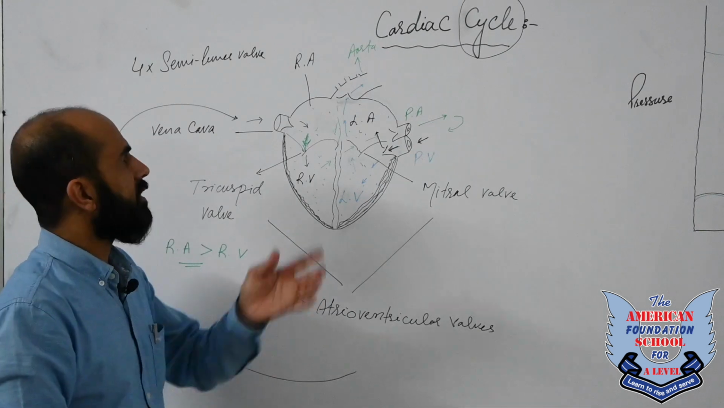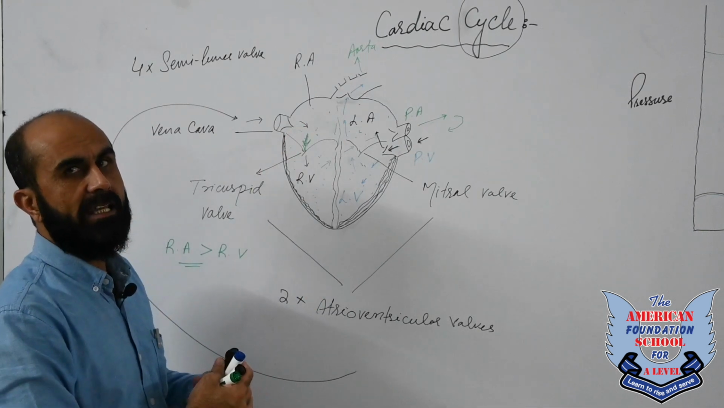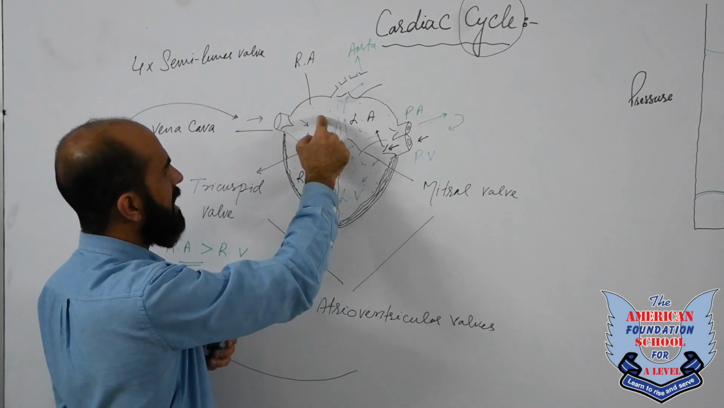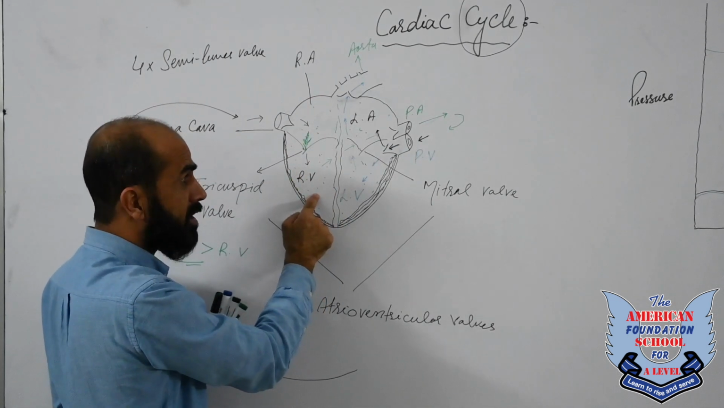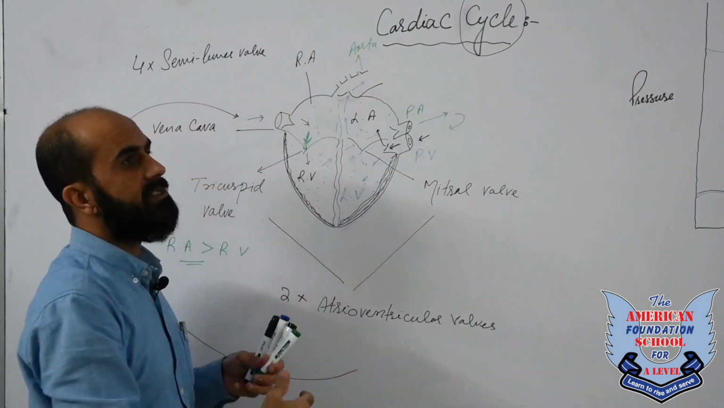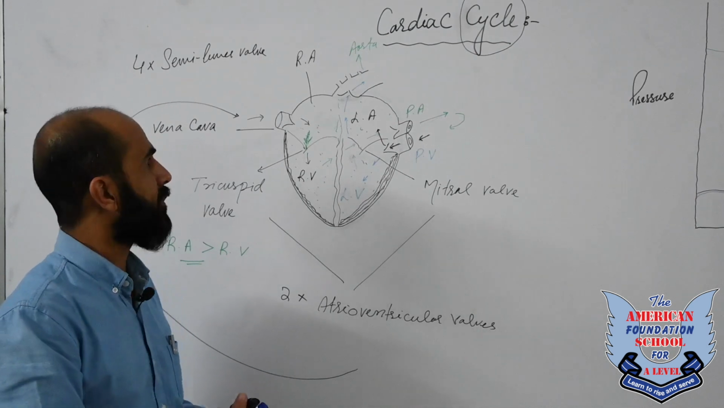So this is all about the atrial systole, and this is taking place at both places. The blood is passing not only from the right atrium into the right ventricle, but also from the left atrium into the left ventricle, because they work simultaneously, at the same time.